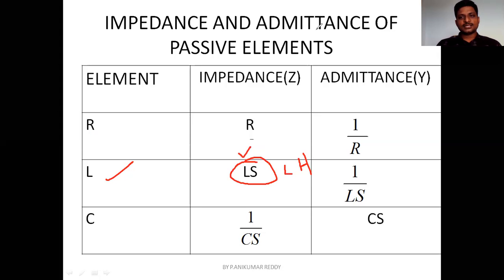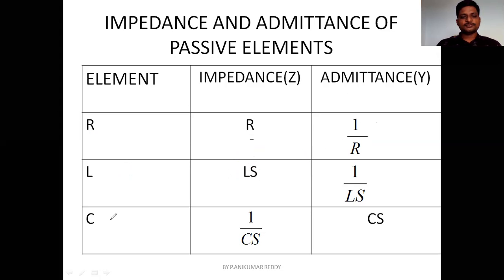After that, if you want to write the admittance of an inductor in the S domain, you can just write the inverse of Ls, that is 1 by Ls. 1 by Ls is the admittance of an inductor.